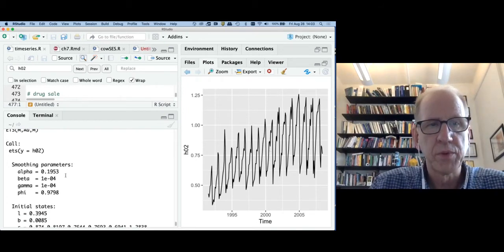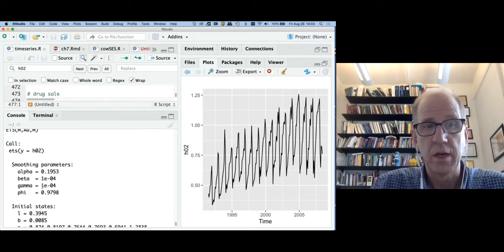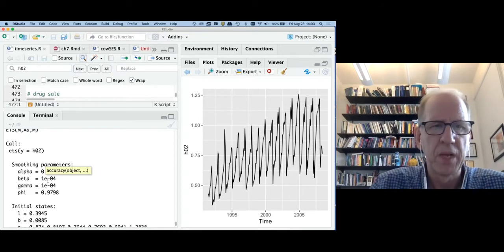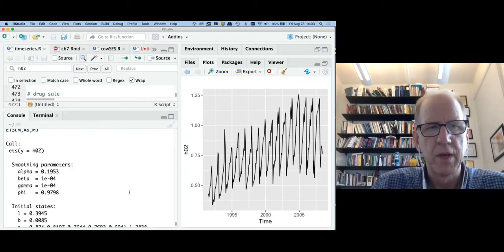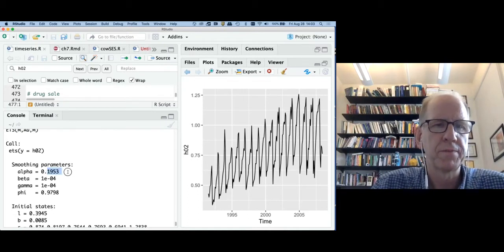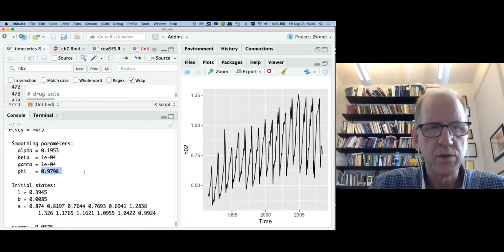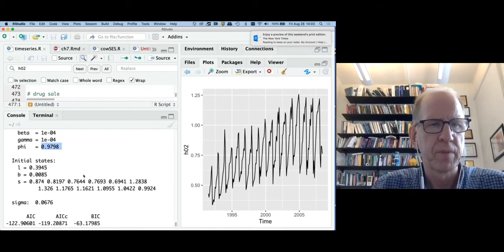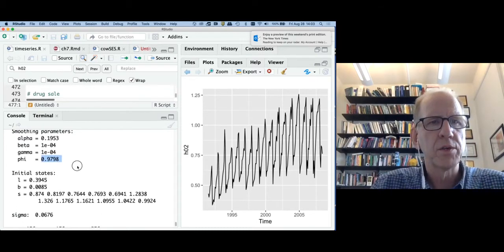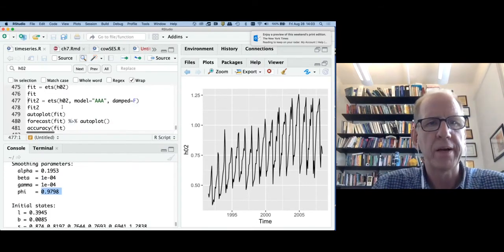What we see from our smoothing parameters is that the slope and the trend part, the seasonal part and the trend part don't change much over time. The level does a bit. So we're going to give a fair amount of weight to the most recent observation. And it looks like it helps to use the damped trend. We don't want to just do a straight trend. Well, let's go take a look at the plot of this.